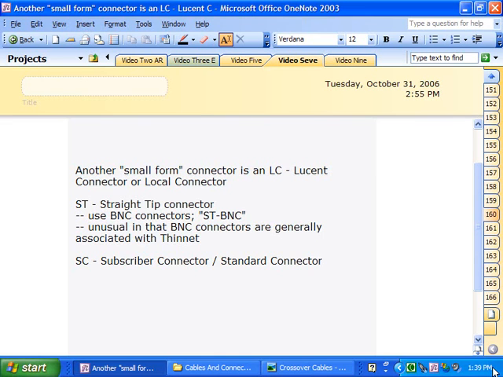The SC, it's still out there. I do want to mention to you that's another fiber connector that stands for either subscriber connector or standard connector, and again, it depends on whose documentation you're reading. So it can't hurt to know them both.